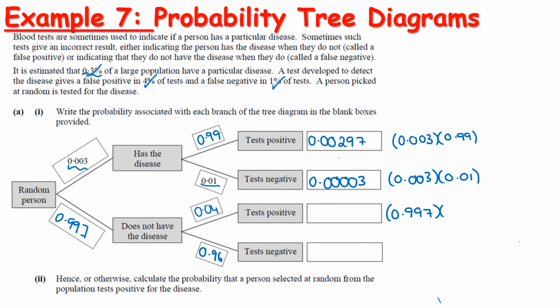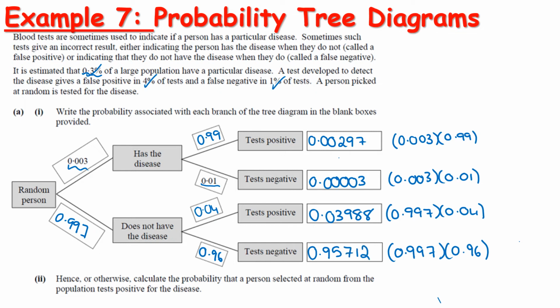Here we have 0.997 times 0.04, and that gives us 0.03988. And finally, we have 0.997 times 0.96, and we get 0.95712.